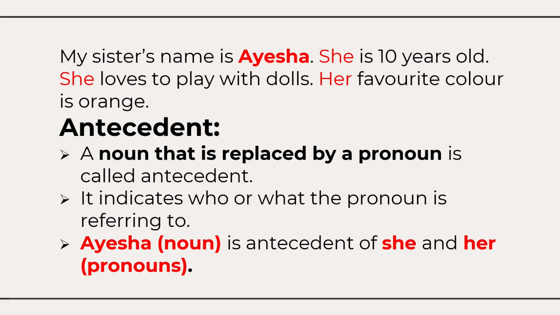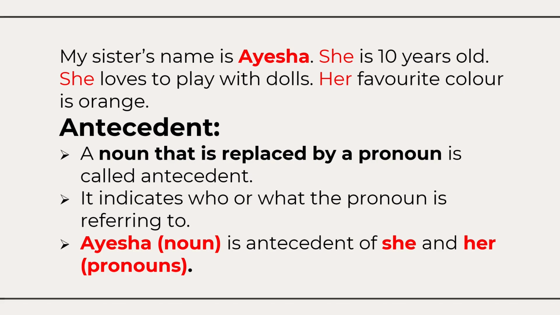If you're wondering why we left the name Aisha in the first sentence, well, I'll answer it right now. There's something called antecedent, a noun that is replaced by a pronoun. So Aisha is the antecedent of the pronouns she and her. It basically tells us who or what the pronoun is referring to.